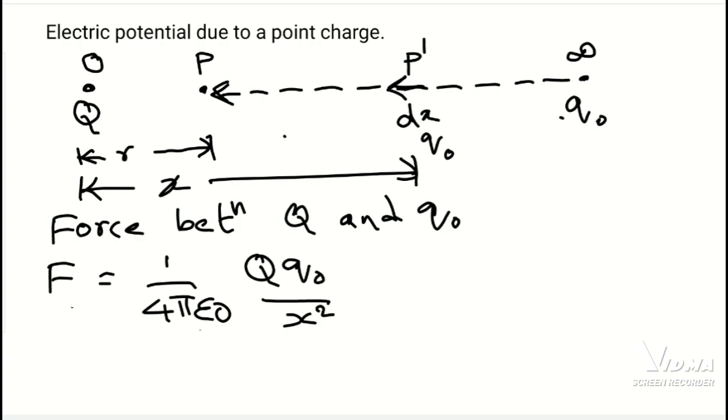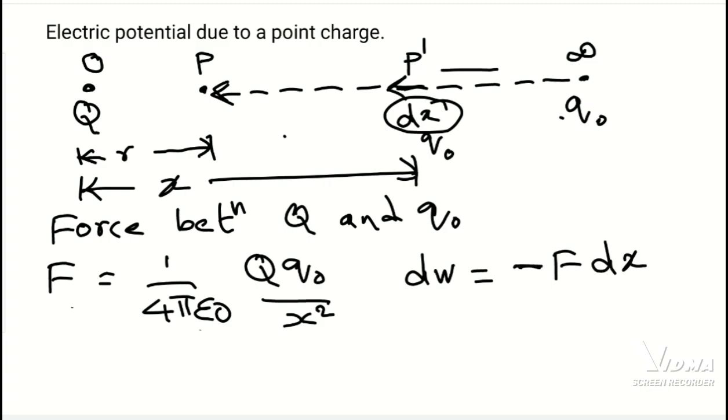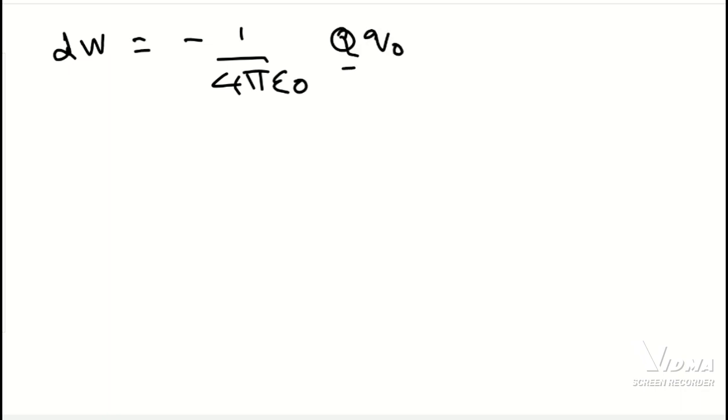And work done in displacing the charge Q0 by distance dx is given by dw is equal to minus F dx. Negative sign indicates that the force and displacement are in the opposite directions. So now we can write dw as dw is equal to minus 1 by 4 pi epsilon naught capital Q into Q0 by x square dx.